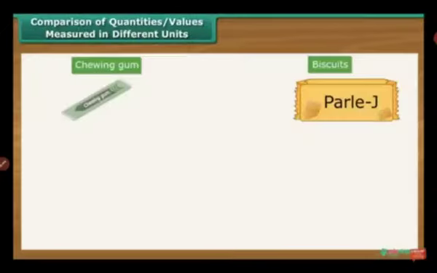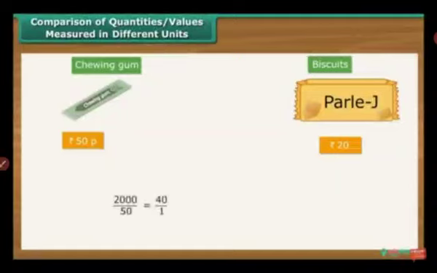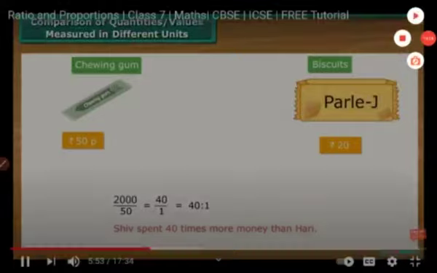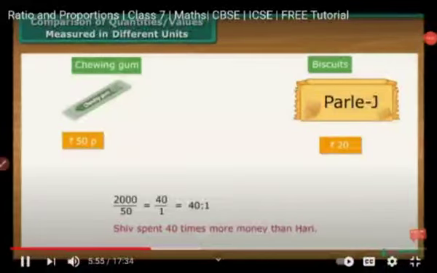Hari has bought a chewing gum for 50 paise. His friend Shiv has bought a packet of biscuits for rupees 20. Who spent more money and by how many times? Before comparing, we express rupees 20 as 2000 paise. Now we can work out the ratio. 2000 by 50 is 40 by 1, which is equal to 40:1. Shiv spent 40 times more money than Hari.